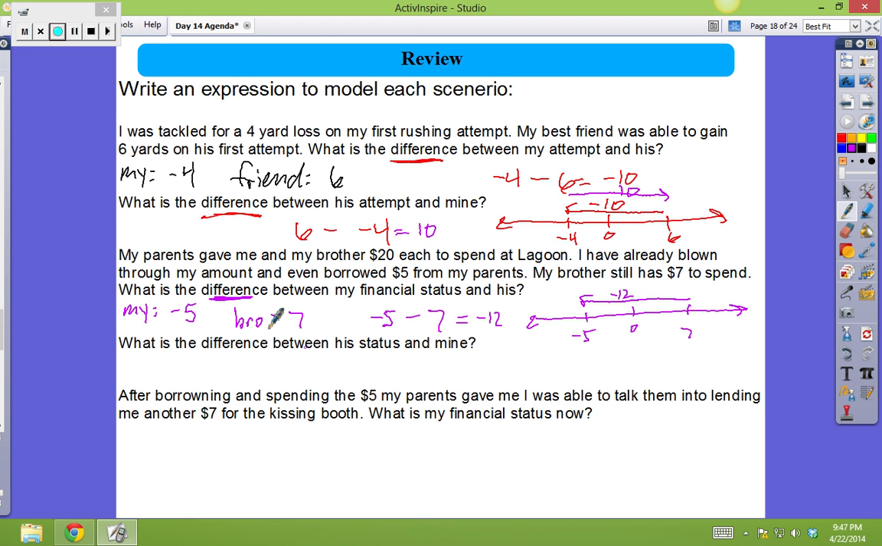But if we reverse it, what's the difference between his status and mine? I'm going to put his status first, which is 7. Difference is subtract. My status was in the hole $5. So now I'm going to start on mine and work my way towards him. And now that is a +12.